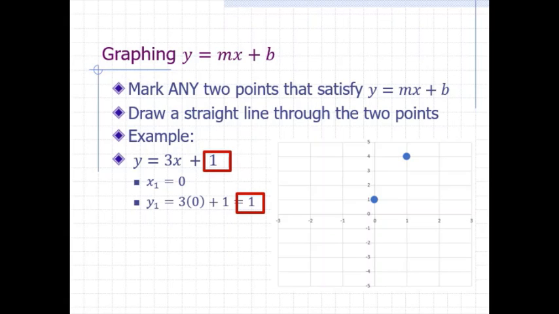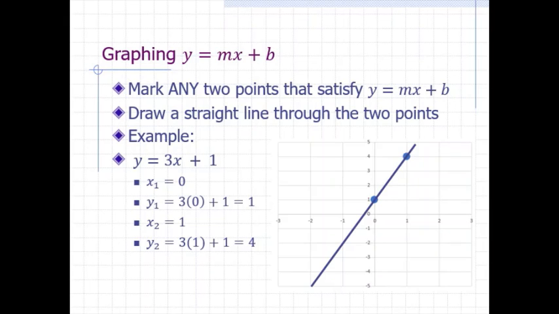For the second point shown on this grid, the x value we chose is 1. The corresponding y value is 3 times 1 plus 1, which is 4. Here's point number 2 marked on the grid. Here, x is 1 and y is 4. Finally, we draw a line through the 2 points we chose.